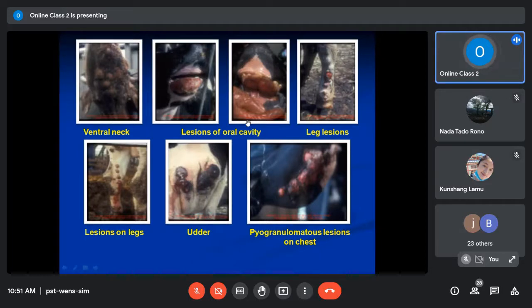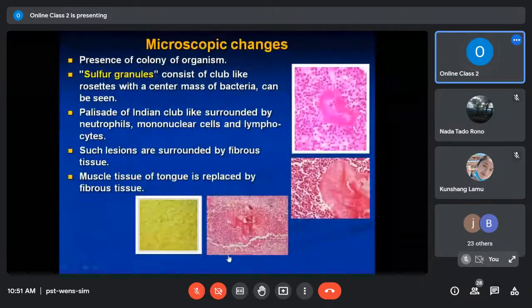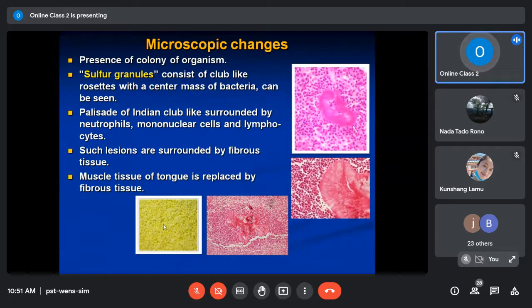So those are some other nodular lesions, abscesses and granular type of abscessation in two different parts of the body, after spreading through the lymphatics. If you squeeze and press those abscesses, some yellowish granules may be present in the pus, looking like sulfur granules. That's why these are given the name and the term sulfur granules.